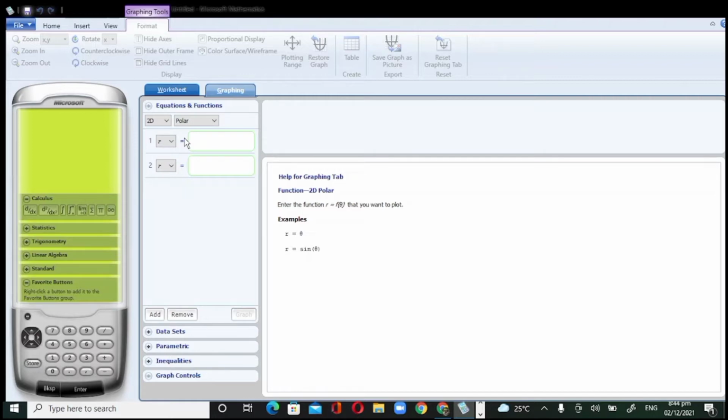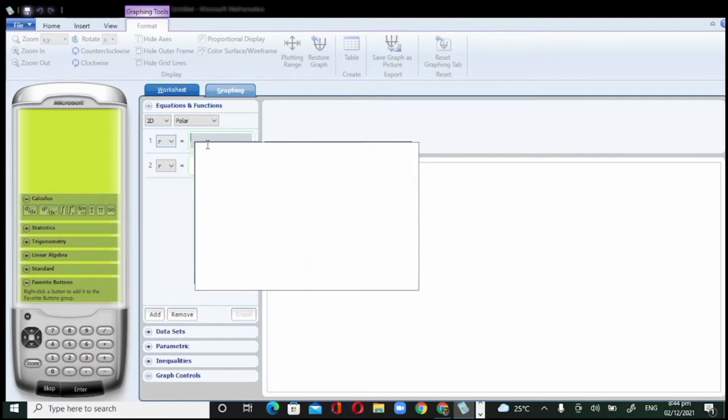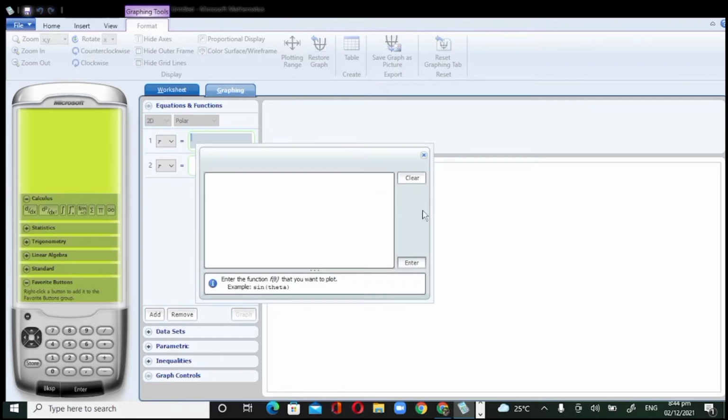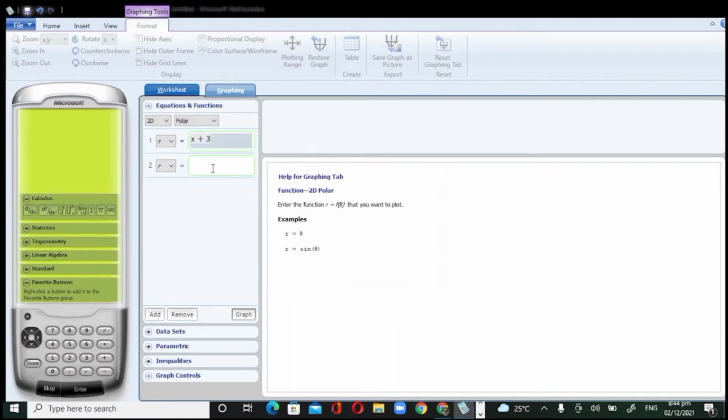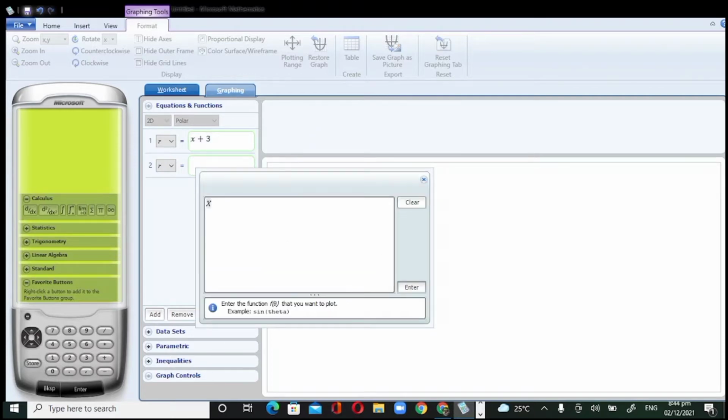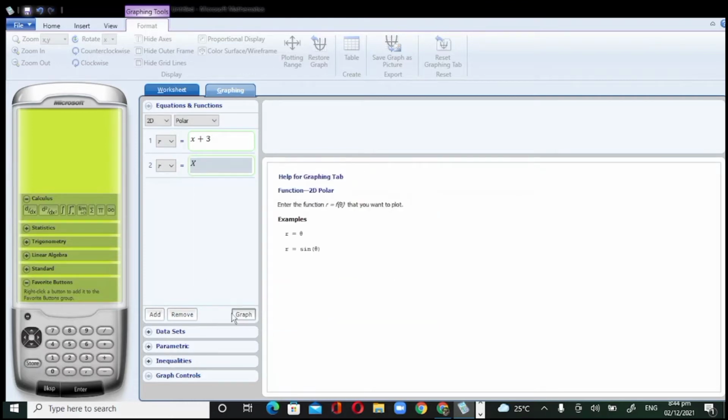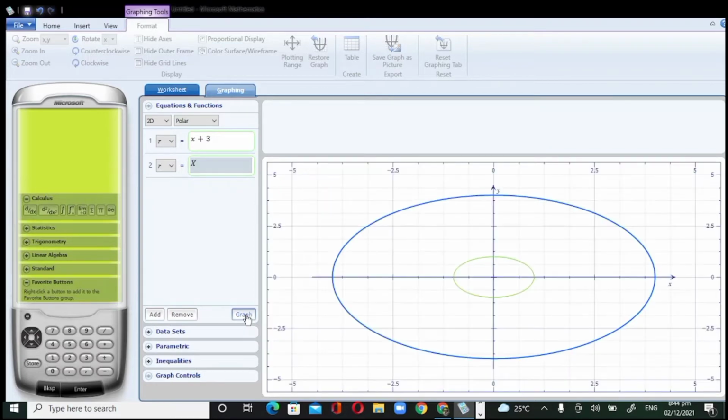Just set the right conditions, insert the correct equations, then the software shall show you how the graph moves at certain points. For example, let's say the graph of, I don't know, x plus 3 maybe, and x. For fun, let's say x and x plus 3. So we press the option graph, and there you go.